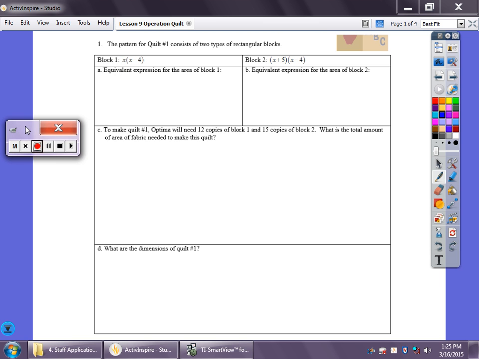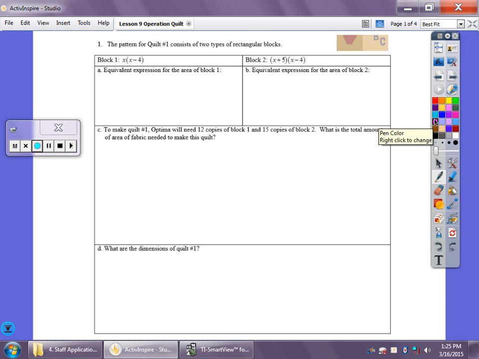We have a quilt order, and the first block of the quilt design is x times (x minus 4). So we're just going to distribute. We get x squared minus 4x.